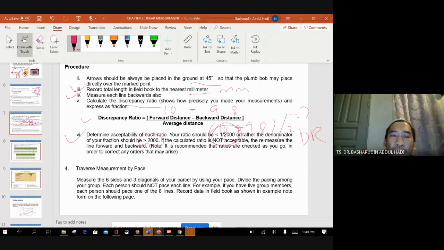Or you can use this one: the denominator of the fraction should be more than 2000. So using these two, if the result is outside of this range, you must redo your survey work.